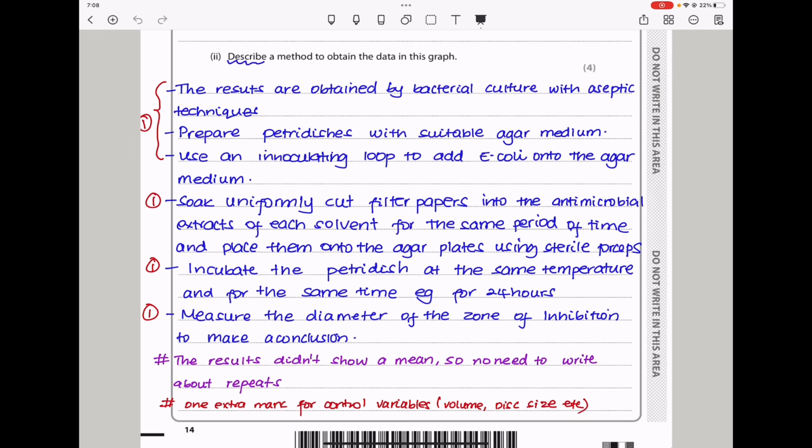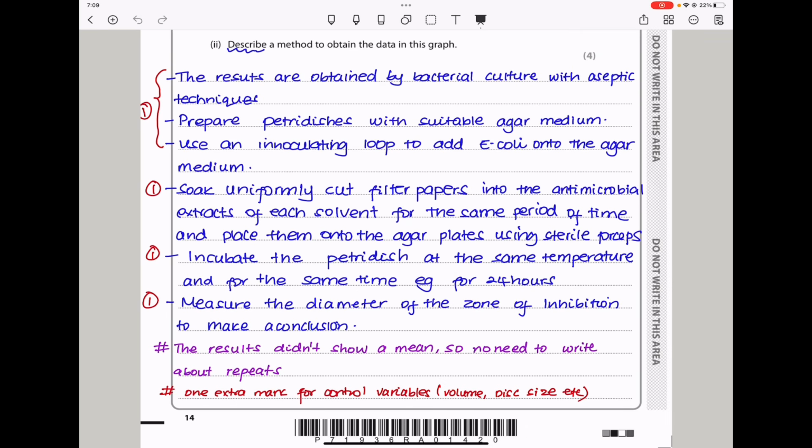You will incubate the petri dish at the same temperature and for the same period of time. This is for all antimicrobials you're trying to experiment on. So I use an example of 24 hours because usually they require you to state the time. And then measure the diameter of the zone of inhibition in order to make a conclusion about your results.